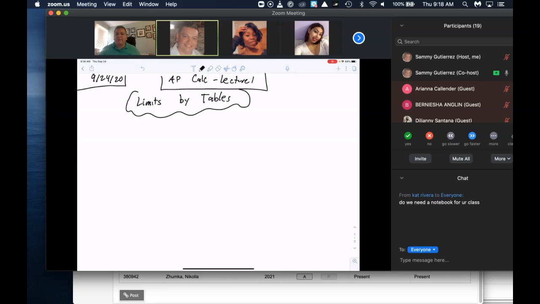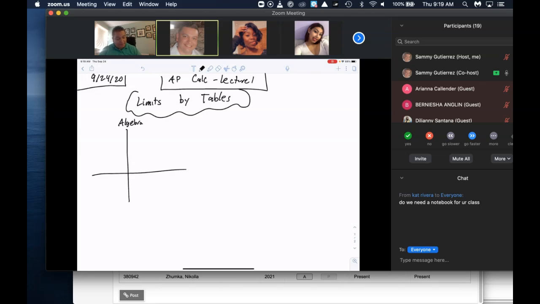So what does it mean for a limit? What are the different notations that we have for a limit? It's a very important foundation for calculus. And first off, let me start off by talking about algebra. So how is calculus different?